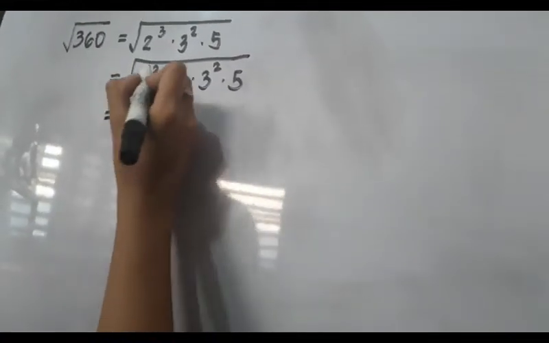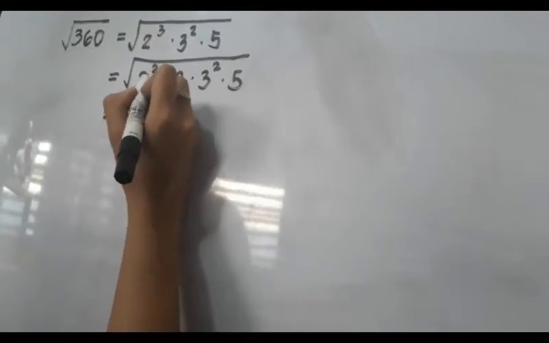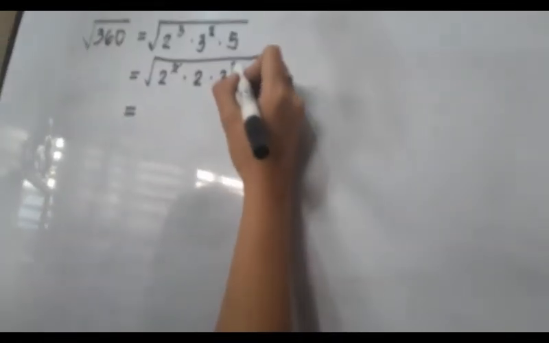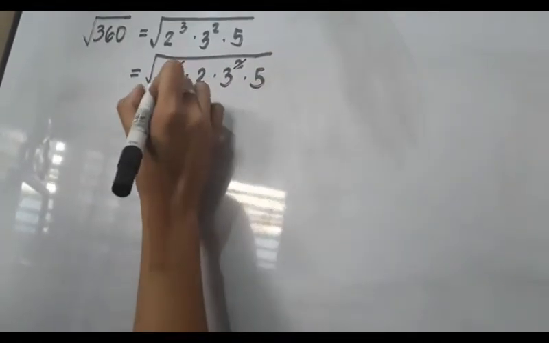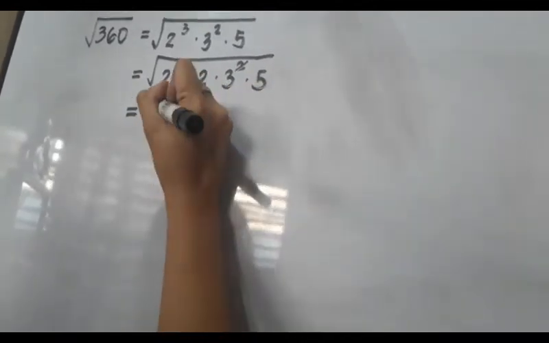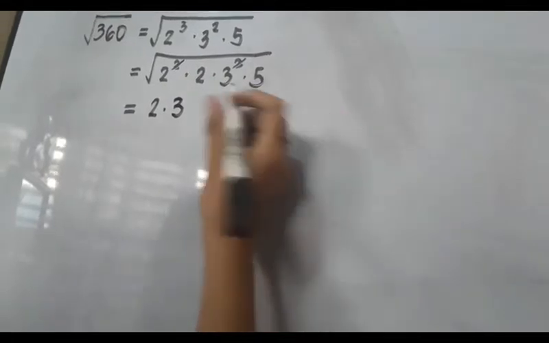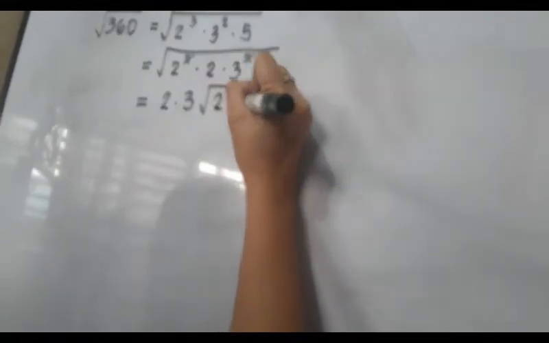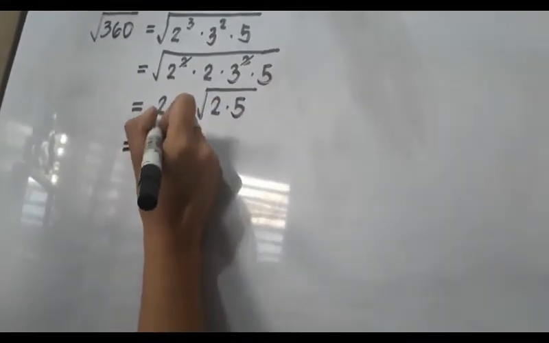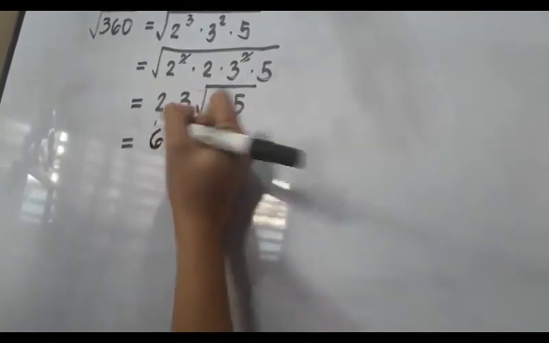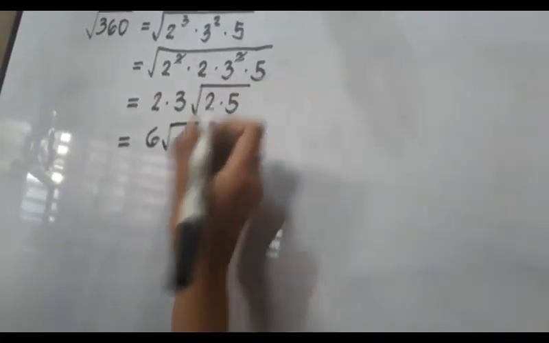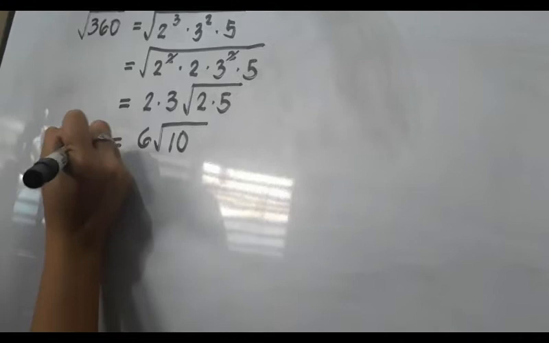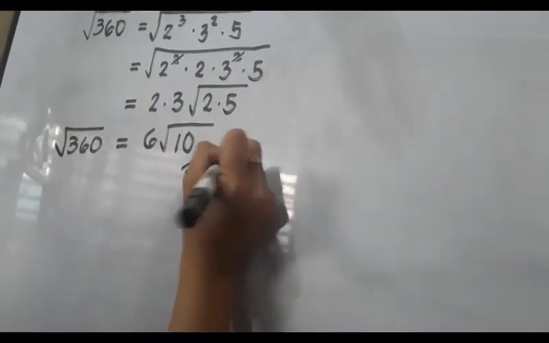So we can now cancel out the exponent of 2, which is 2, because this is a square root, and we can also cancel this. So since 2 and 3 were already simplified, we can write this as 2 times 3, then the square root of the remaining ones, 2 times 5. So now 2 times 3 is equal to 6. Then the square root of 2 times 5 is equal to 10. So we have the square root of 360 is equal to 6 square root of 10.